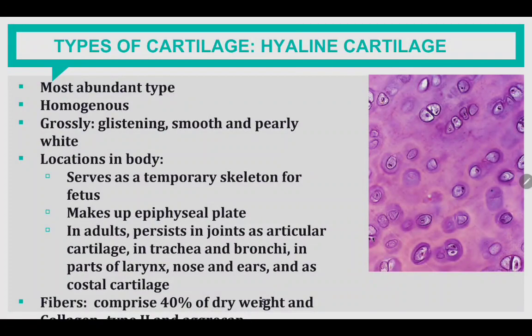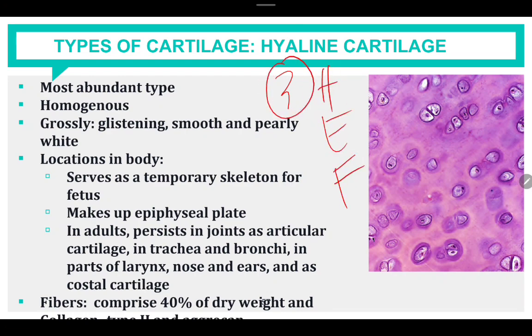For the cartilage, guys, sa ating different types of cartilage, we have three. Tama? We have the hyaline, we have the elastic, and then we have the fibrocartilage. So, again, please bear with me kasi alam ko na kabisado niyo na to or at least familiar na kayo dito. So, let's do it together. Your hyaline cartilage is the most abundant type. Remember, it is the most abundant type.